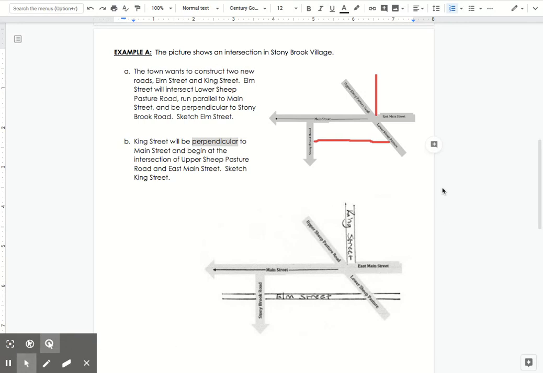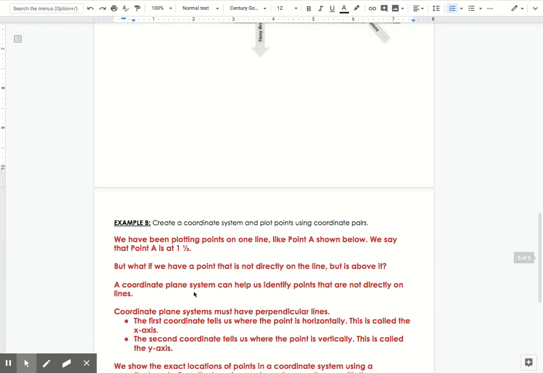And as you can see on the completed example down here, King Street is perpendicular to Main Street. It intersects it at a 90-degree angle, and it starts at this intersection, whereas Elm Street is parallel to Main Street. So this was just a quick example of a map and how we can draw lines that are parallel and perpendicular. All right, let's take a look at example B.